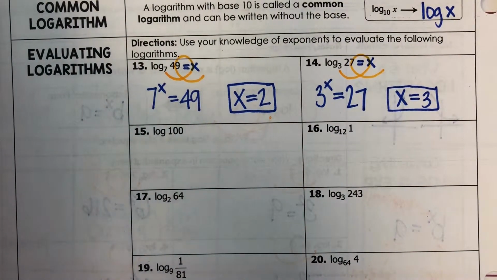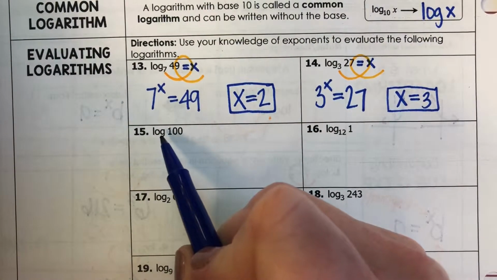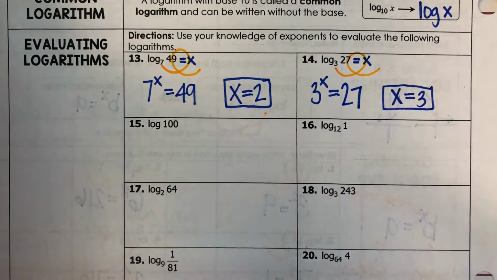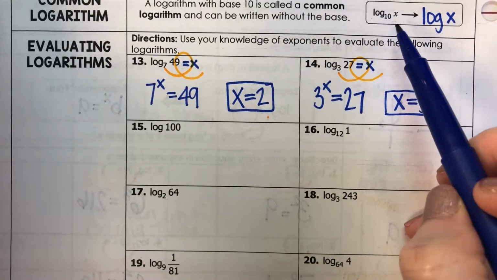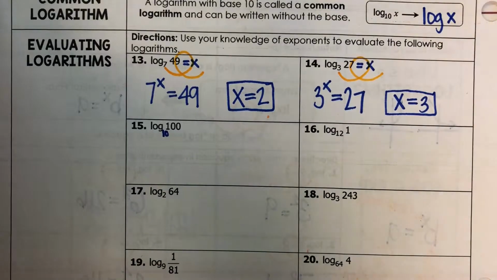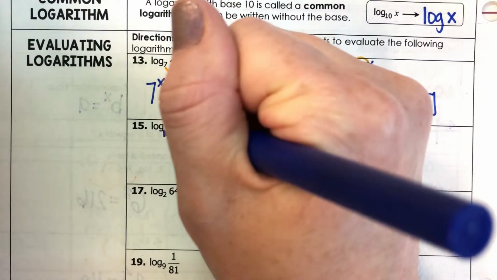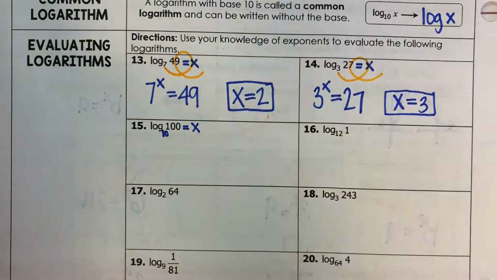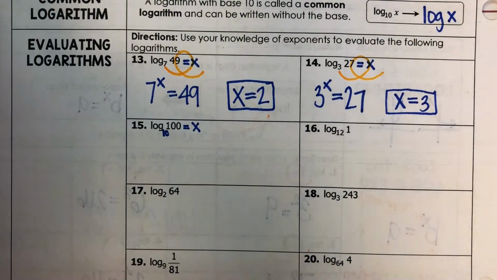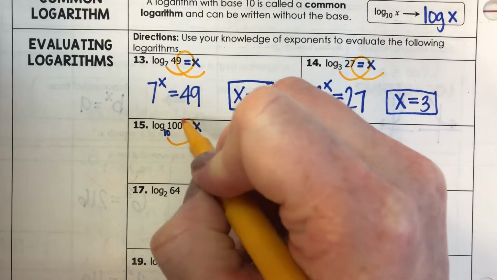All right, for this next one, it says log 100. There is no base written, but if you remember up here, we just said that that is an understood but unwritten base of 10, okay? So I'm going to write in that 10 just for our purposes for now, and I'm also going to set it equal to x. So I'm going to put it in exponential form.